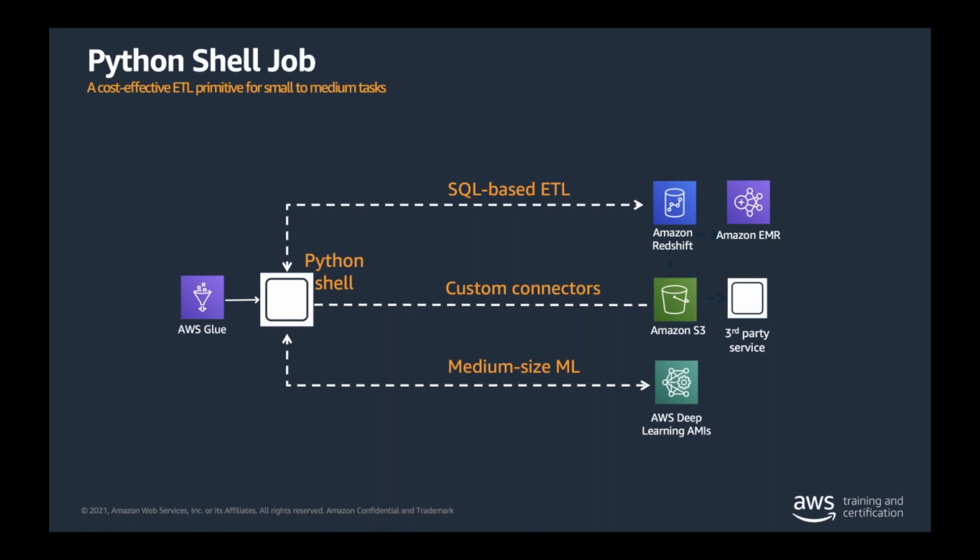But in terms of performance and pricing, by default, Glue allocates 0.0625 DPU to each Python shell job. So it is just a portion of a DPU for the Python shell job. And you are billed 44 cents per DPU hour in increments of 1 second, rounded up to the nearest second, with a 1-minute minimum duration for each job of the type Python shell.